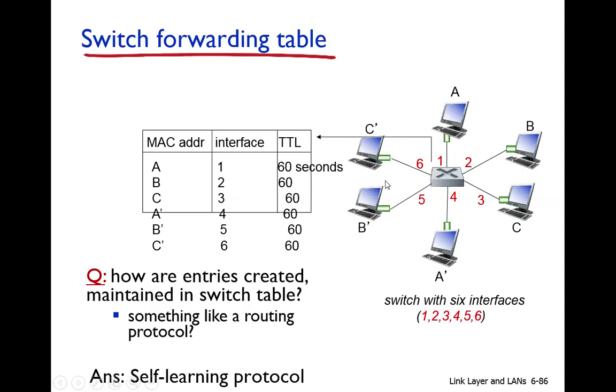Now we are going to discuss that at each switch there is a forwarding table. Forwarding table means that address A is reachable through interface 1, B through interface 2, C through 3, A dash through 4, and so on. So how is this table at a switch built up? For this purpose, we use a protocol called the self-learning protocol. It is something like a routing protocol in the IP layer, like the link state routing protocol and distance vector routing protocol that we have discussed. So we are using the self-learning protocol, and how it is used to build up this table, we are going to discuss next.